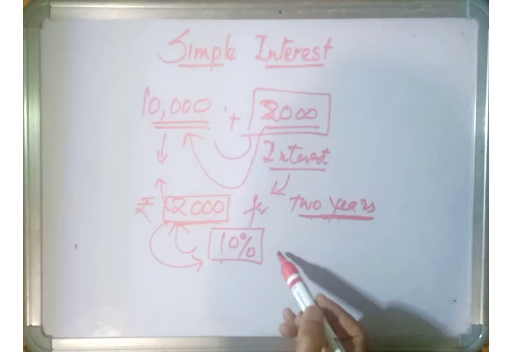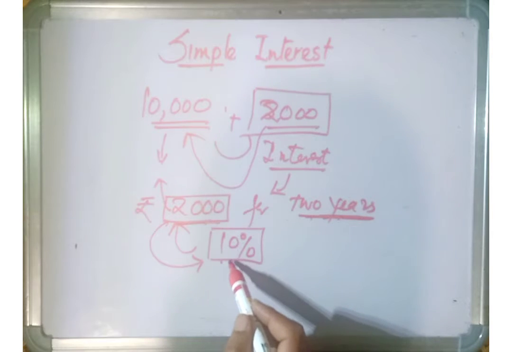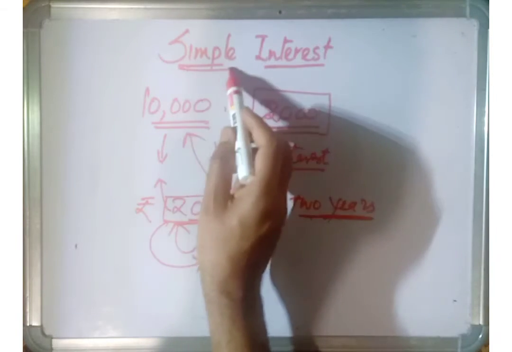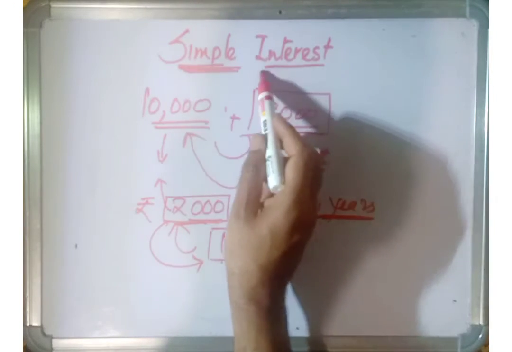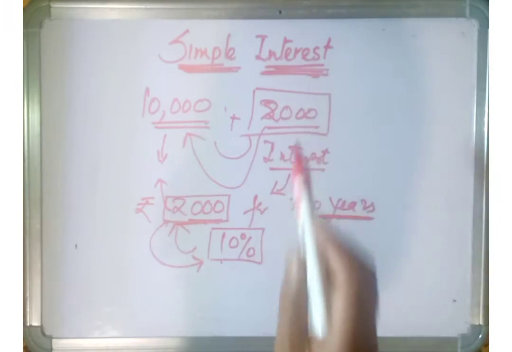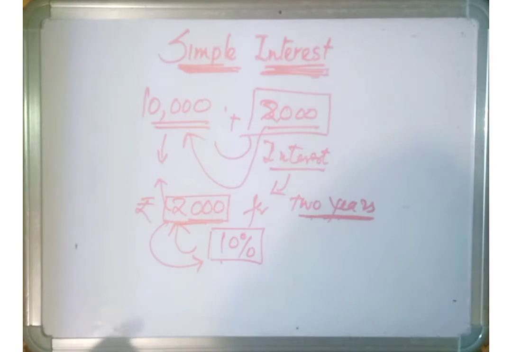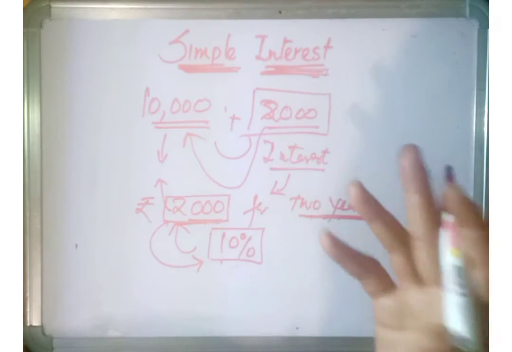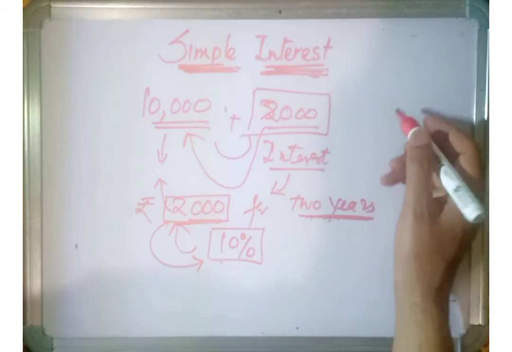Now how can you calculate this, this 10% of 2,000? In this, we will come to know how simple interest is calculated. There is a formula for calculating simple interest. It is similar to the one we used in calculating the percentage, but there is some difference.